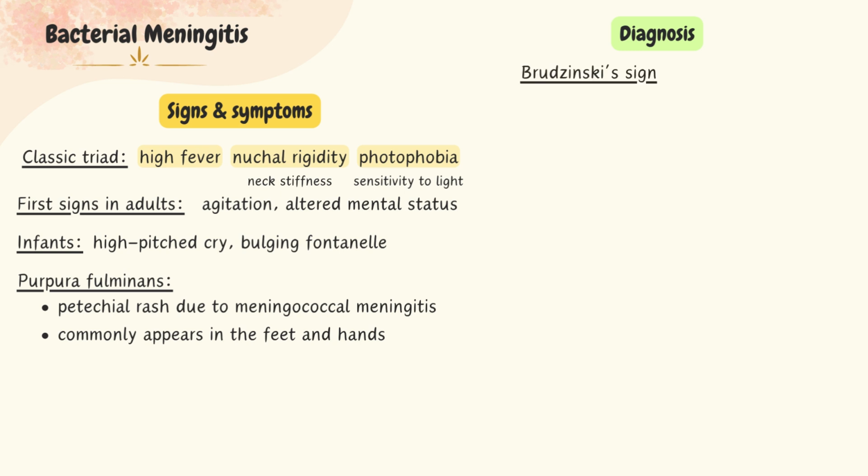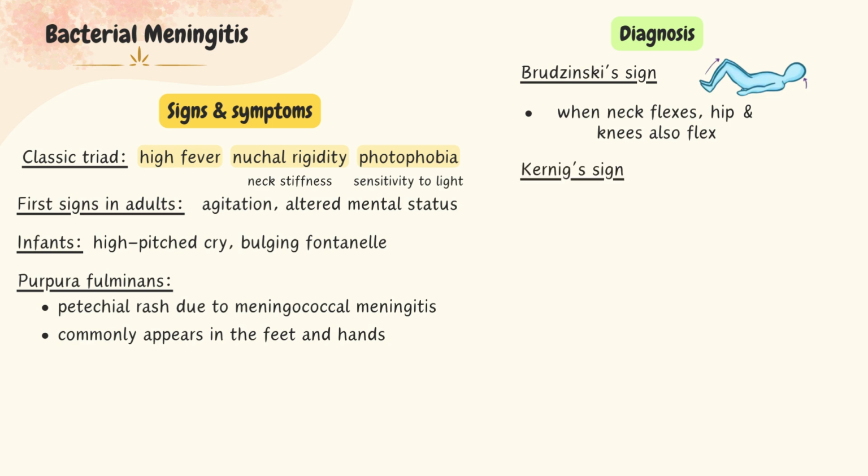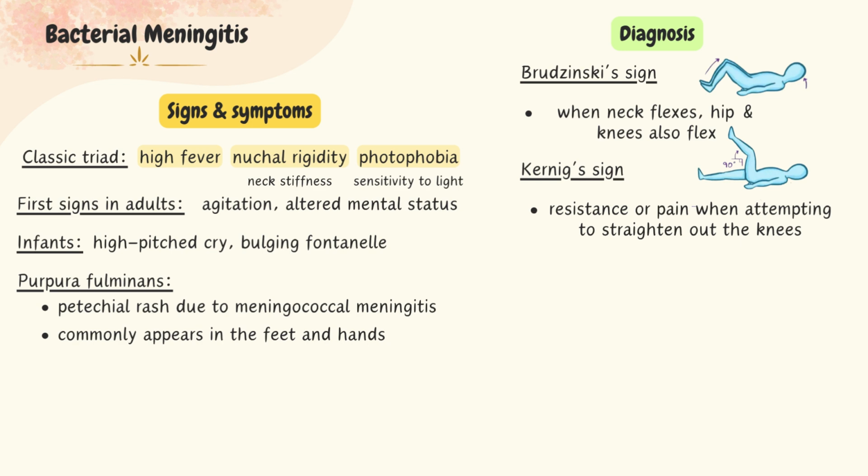The first one is called Brudzinski sign, and it is tested by having the patient lay down supine on the back, and you would flex their neck, and it will cause them to have involuntary flexion of the knees and hips due to pain. That is called a positive Brudzinski sign. The second test is called Kernig's sign. With this test, you would have the patient lay flat with their knees bent, and you would attempt to straighten out their legs. And if there is resistance or pain with the knee extension, then that would be a positive Kernig's sign. These two positive signs are due to meningeal irritation, but not all patients who have meningitis will test positive. But memorize them for nursing exams.